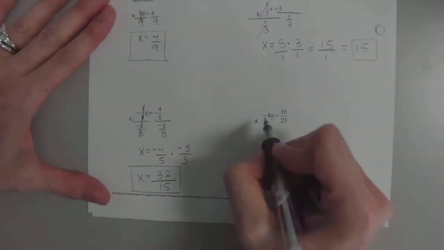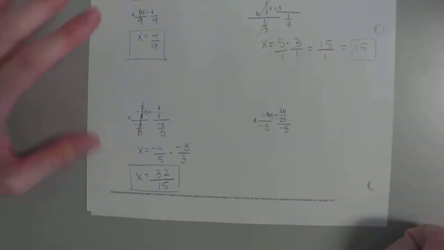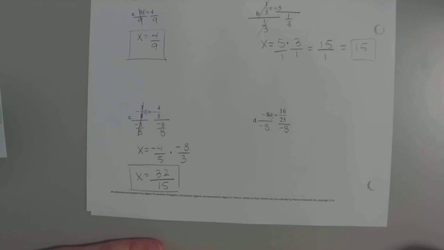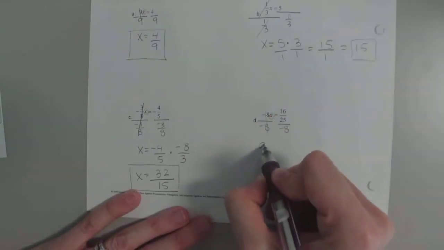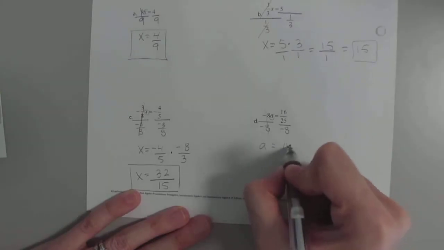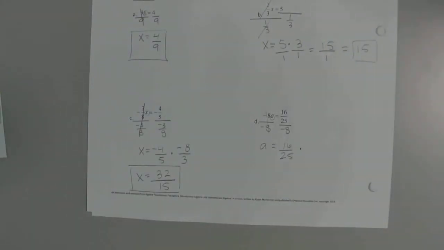And it's just the same story over and over again, right? Who do you want to get by itself? The A. So who's in his way? The negative 8. Right? So we're going to divide this side by negative 8, and we're going to divide this side by negative 8. On the left, the negative 8 over the negative 8 will reduce itself to a 1, so we're left with A.